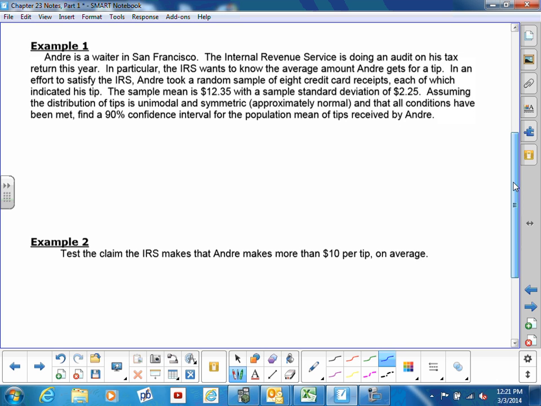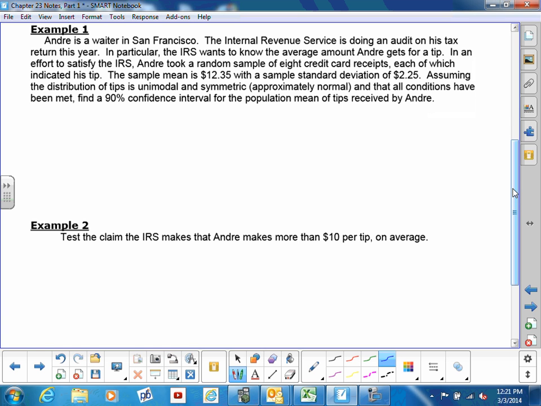Example 1. Andre is a waiter in San Francisco. So you don't have to write conditions anymore on this one, because it tells us they're met. The IRS is doing an audit on his tax return this year. In particular, the IRS wants to know the average amount Andre gets for a tip. So that's what the IRS is wanting to estimate. In an effort to satisfy the IRS, Andre took a random sample of 8 credit card receipts, so I'm thinking right now n is 8, each of which indicated his tip.